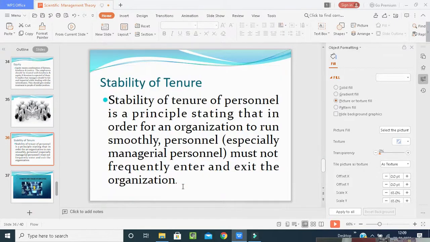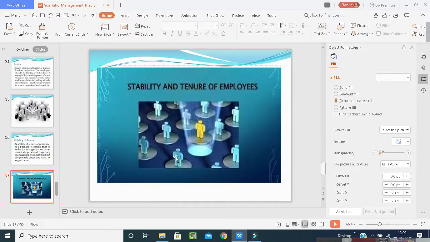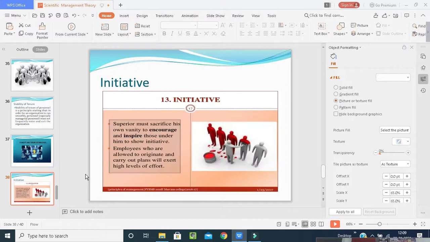Some people will work for one or two years and they leave. They are not bound to one place or one organization for the long term. That is not good for them and for the organizations also. So there should be stability. Coming and going will not be good. So stability of tenure of employees is very important.